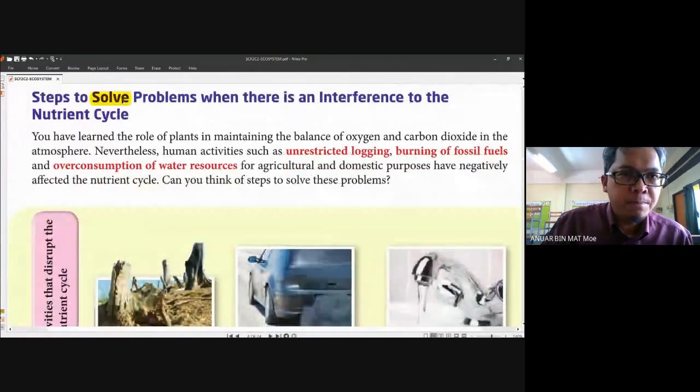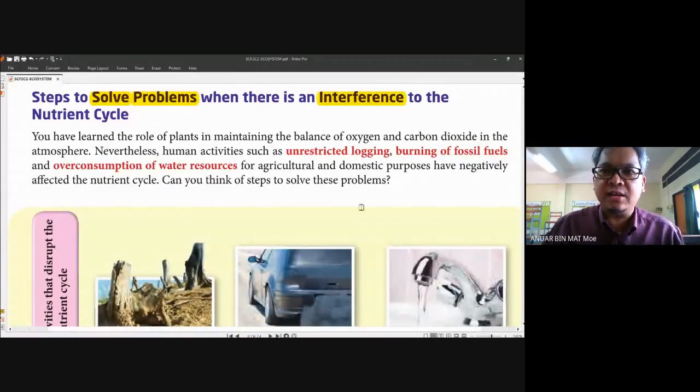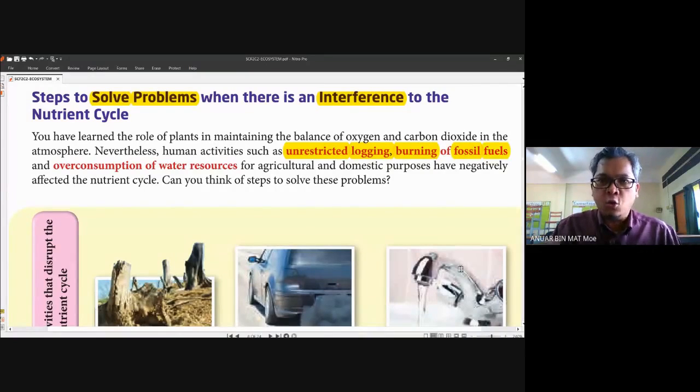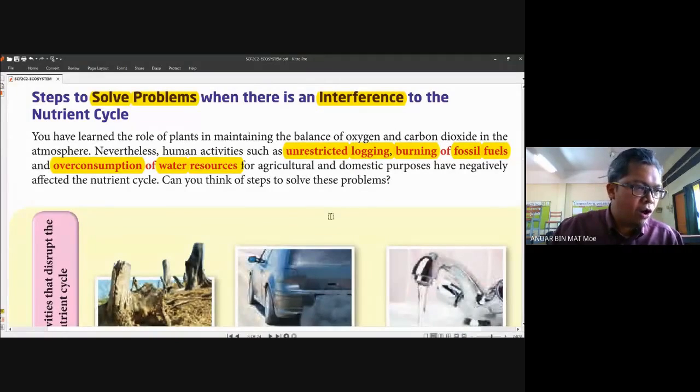Steps to solve problems when there is an interference. That's why I call it interference. What are the interferences? Unrestricted logging, potong pokok. You cut down the tree. This is the interference, gangguan. The next one, burning of fossil fuel. When you burn something, it will produce carbon dioxide, and then it will disrupt the cycle. And overconsumption of water resources. This is also what we call the interference.